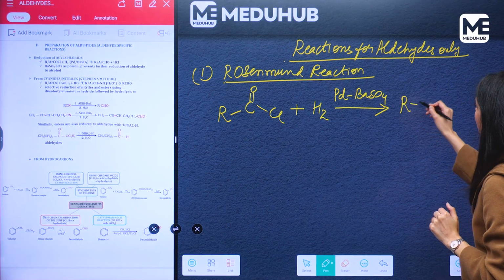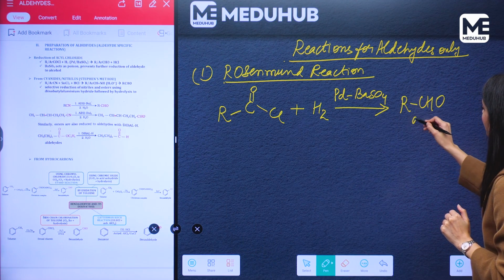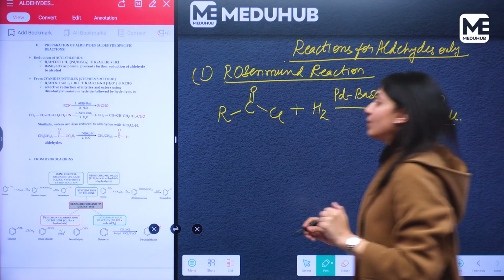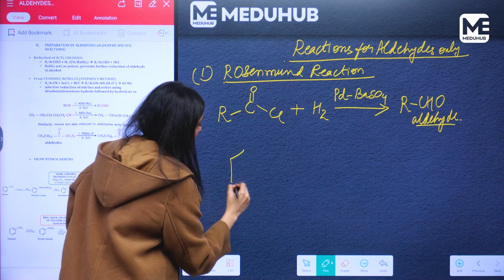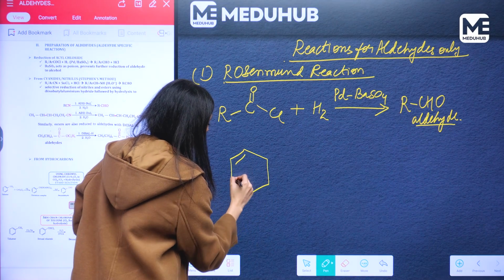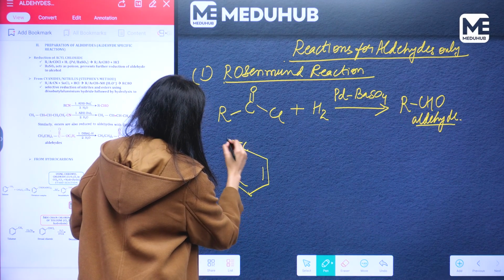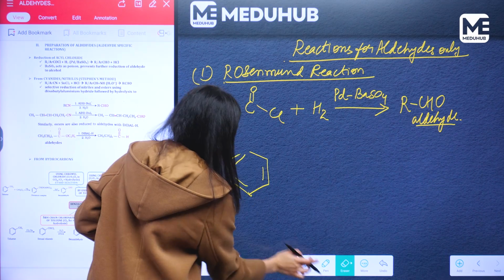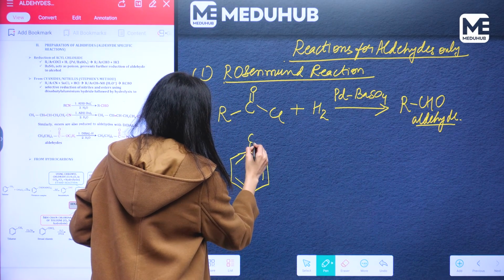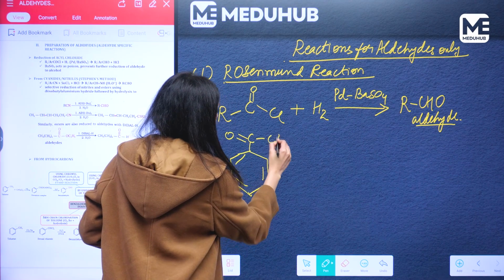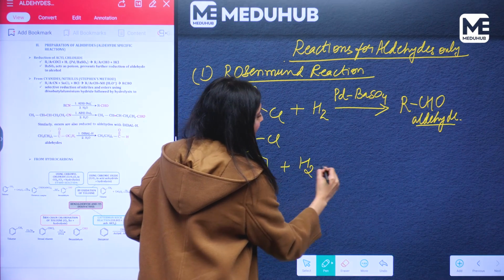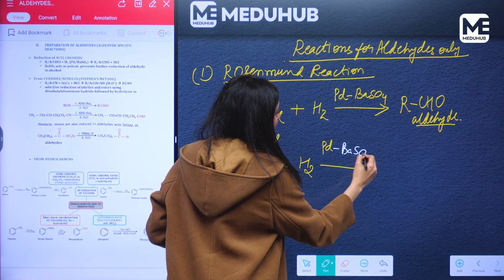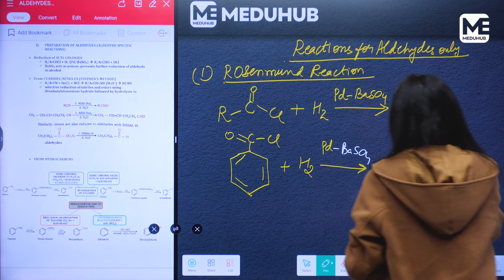So RCHO is the product. Or if we have benzoyl chloride also, with hydrogen, in the presence of palladium and barium sulfate, we will get benzaldehyde as the product.